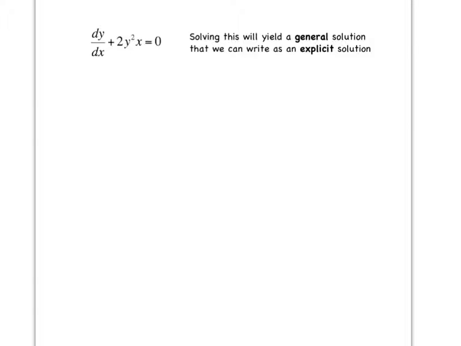So let's look at this, and we're going to get a general solution first. And we're going to look to write it as an explicit solution. An explicit solution means after we do everything else, we are going to solve this so that it's y equals as our final solution. So in this case, I have dy dx plus 2y squared times x.